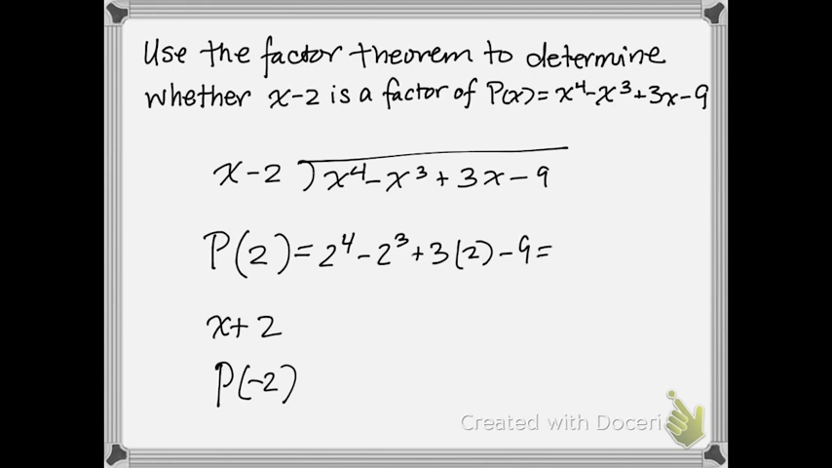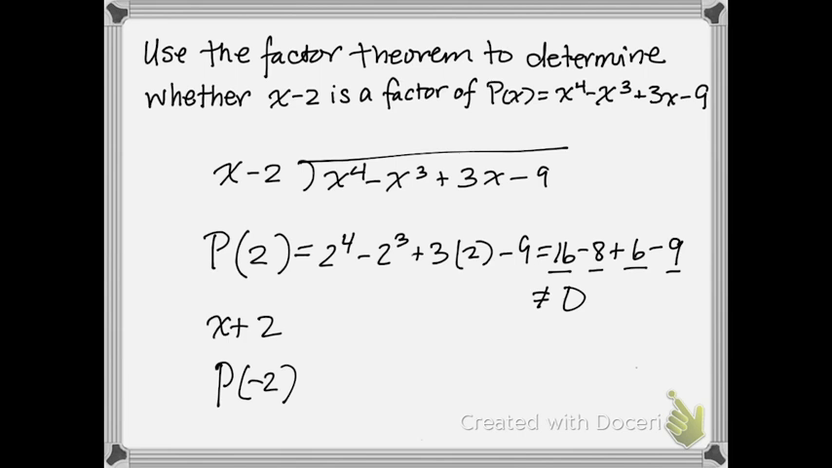All right, and let's see what we got there. We got 16 minus 8 plus 6 minus 9. And what is that? That is 24 minus 17, which does not equal 0. And that's what I'm interested in. Because if it equals 0, there's no remainder, and then x minus 2 would be a factor of the polynomial.